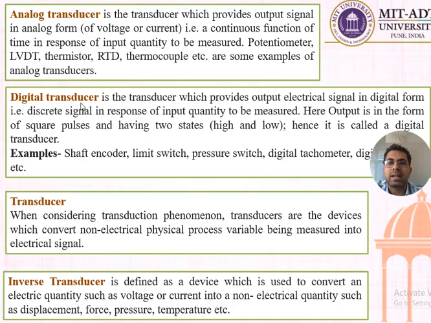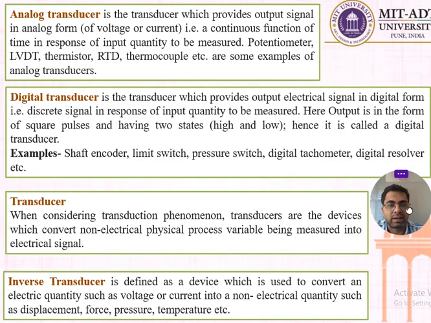And what about a digital transducer? The same. Whatever output you get from a digital transducer is in digital form. And what are the examples of the digital transducer? Shaft encoder, limit switch, pressure switch, digital tachometer, etc.